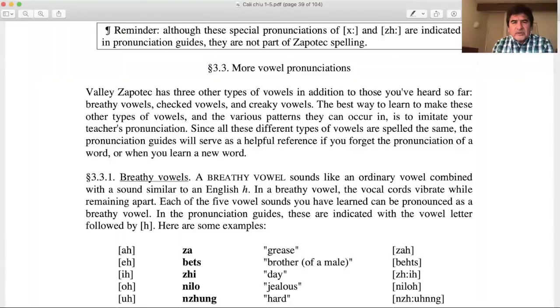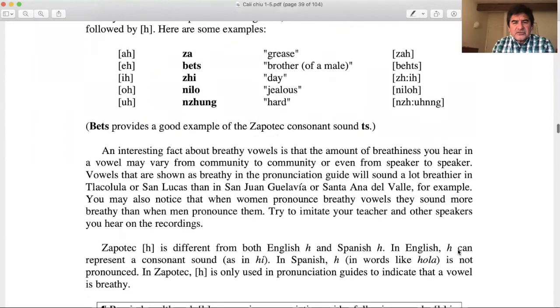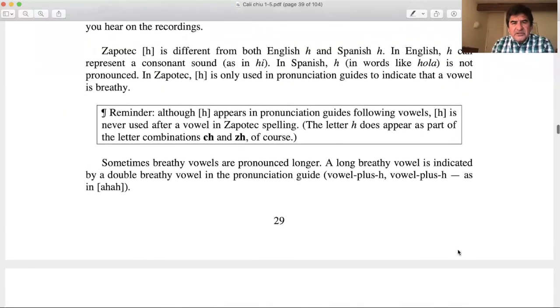So we continue with our pronunciation guide. We just went over the modal vowel, or plain vowel. There are actually four different types of vowels, so let me pull up the book so you can follow along. Here we go. We're going to go to 3.3 about more vowel pronunciation. It's on page 29.